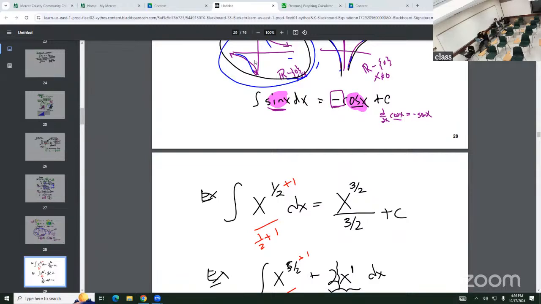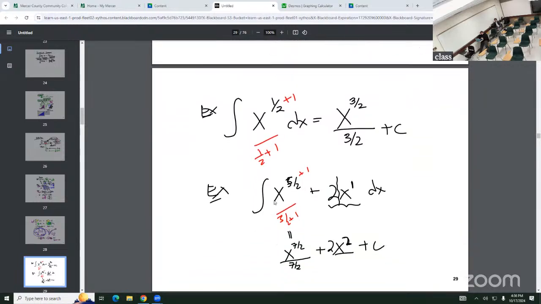And then the other thing it does: whatever this 1/2 plus 1 is, when you do the derivative, that would have been brought down. But since it's not there, we just put this in the denominator. So the antiderivative of x to the 1/2 is x to the 3/2 divided by 3/2. If I take the derivative of this, I'll end up getting x to the 1/2. X to the 5/2, when I add 1, will be x to the 7/2 divided by 7/2.